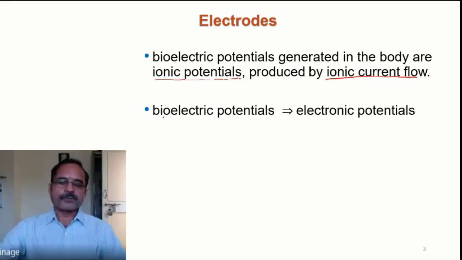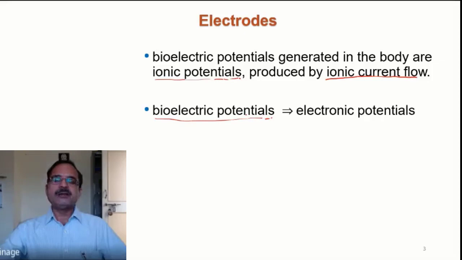When we say bioelectric potentials, these are actually the potentials existing inside our cells because of different concentration levels of the ions. But when we want to measure them, we can measure only the electronic potentials with the help of our electrodes. So by using these electrodes, the bioelectric potentials are converted to electronic potentials. Now we are going to see the corresponding principles of this.